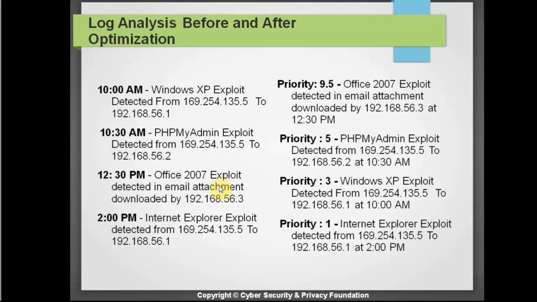So log analysis should be done like this. It should be according to priority. So when he's going down and looking at the logs, he will see the exploit for priority 9.5 at the top. So he'll deal with this first, then go to the others. So this is how log analysis should happen.